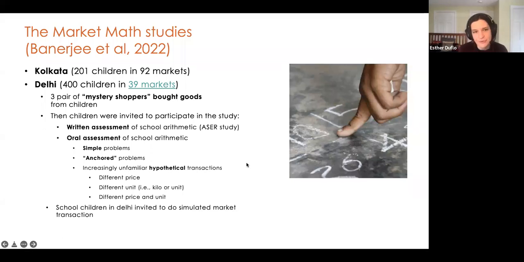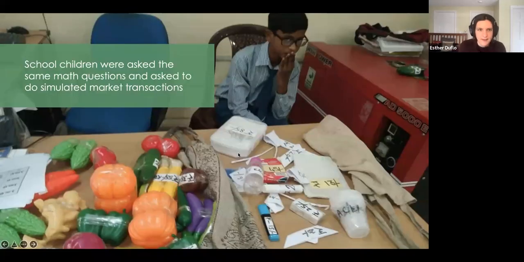So we also have their assessment on school arithmetic using the ASER tool, as well as a bunch of other problems, some of them more abstract, some of them more concrete, some of them easier to round, some of them not easy to round. And what do we find?